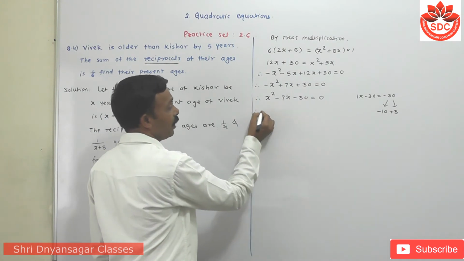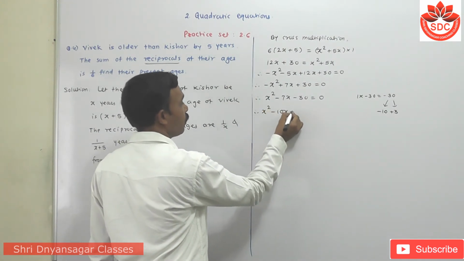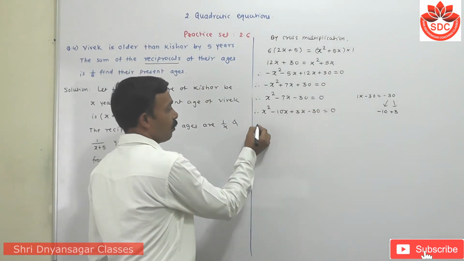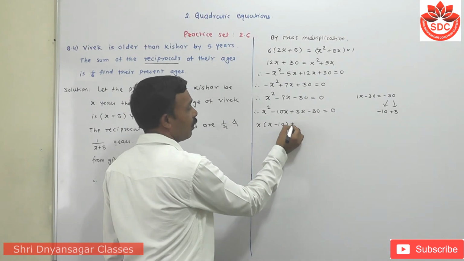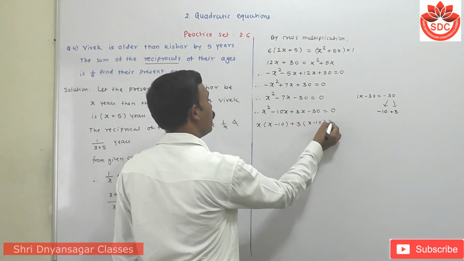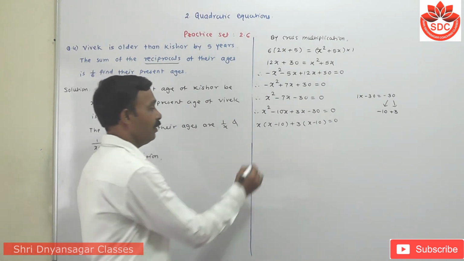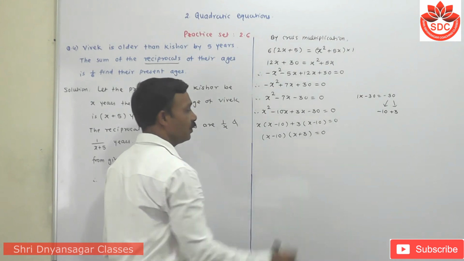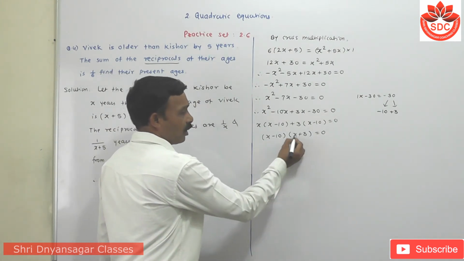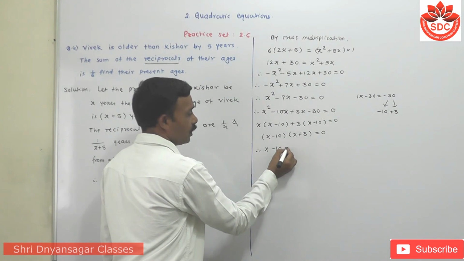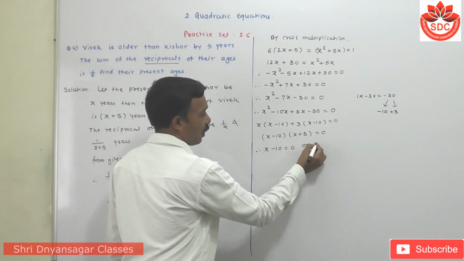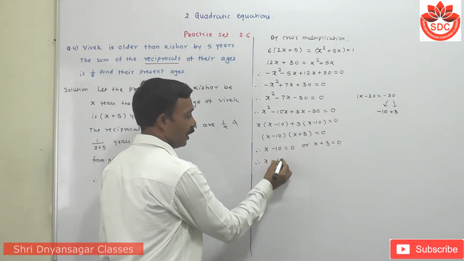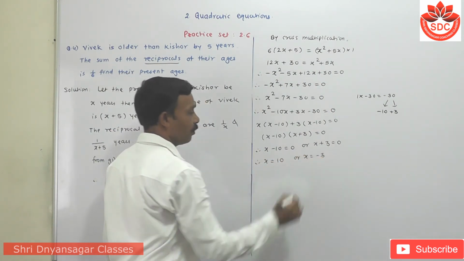So split the middle term: x square minus 10x plus 3x minus 30 is equal to 0. Then take common: x in bracket x minus 10 plus 3, another bracket x minus 10, is equal to 0. Then x minus 10, another one x plus 3, is equal to 0. Then the product of two terms is 0, so at least one of them must be 0, which means x minus 10 is equal to 0 or x plus 3 is equal to 0. Means x is equal to 10 or x is equal to minus 3.